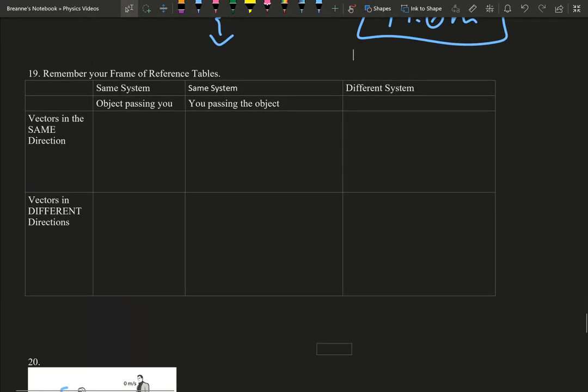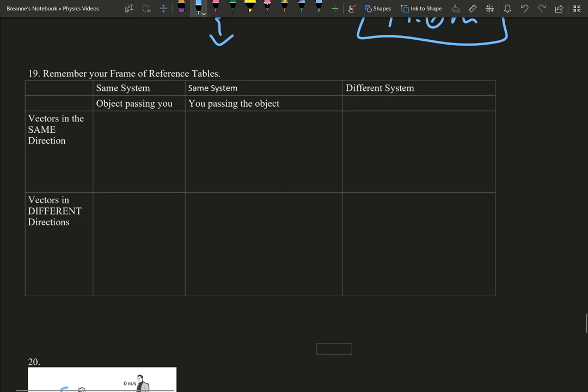Okay, frame of reference. Finally getting there. We're almost done. So frame of reference. We have same system and we have different system. Remember, same system is when an object is affecting you or affecting another object. Different system is when the two objects are not affecting each other at all. Not affecting you at all.